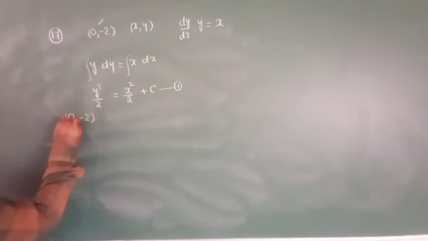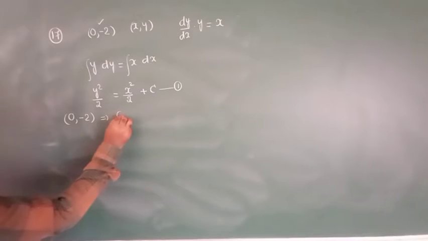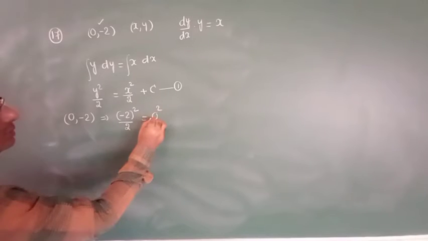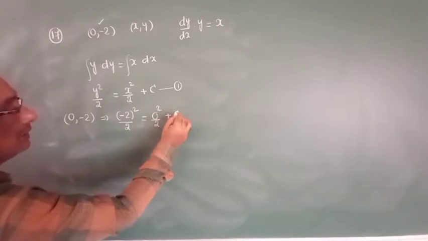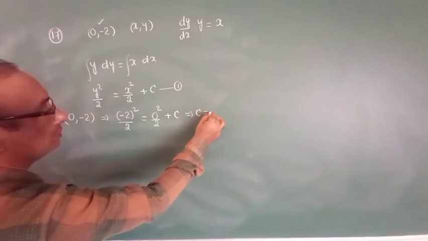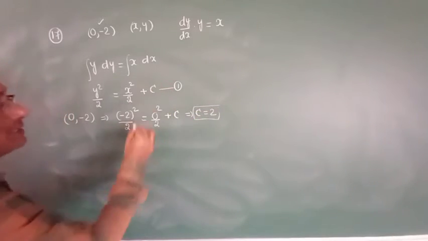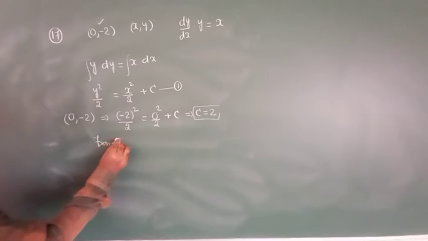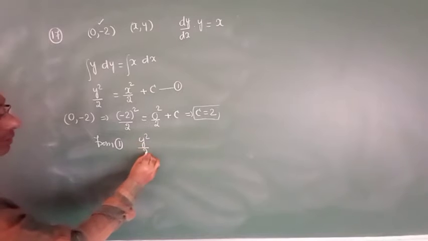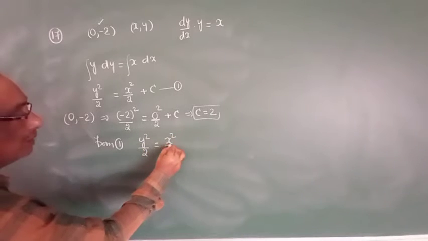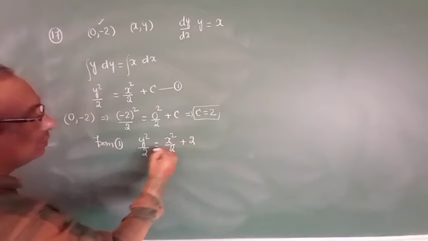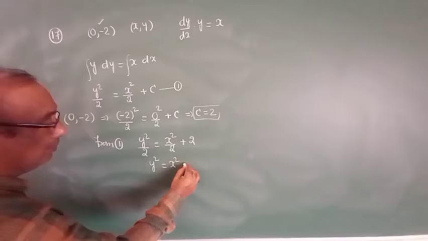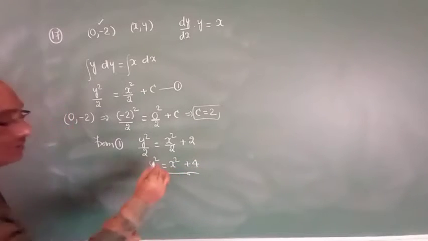Substitute the point: in place of x is 0, y is minus 2. Minus 2 whole square by 2 is equal to 0 square by 2 plus c. Therefore c value is 2. Write down the c value in equation 1: y square by 2 is equal to x square by 2 plus 2. Take LCM and write down: y square is equal to x square plus 4, which is the required answer.